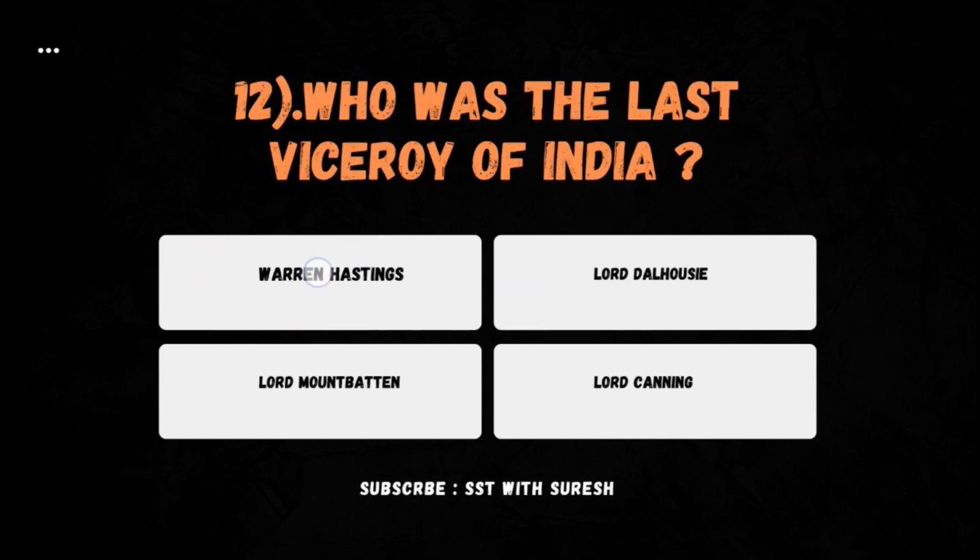Question number 12 asks: who was the last Viceroy of India? The options are: Warren Hastings; option B, Lord Dalhousie; option C, Lord Mountbatten; and option D, Lord Canning. Who was the last Viceroy of India? And the correct answer for question number 12 is Lord Mountbatten. Lord Mountbatten was the last Viceroy of India. Okay, next question number 13.